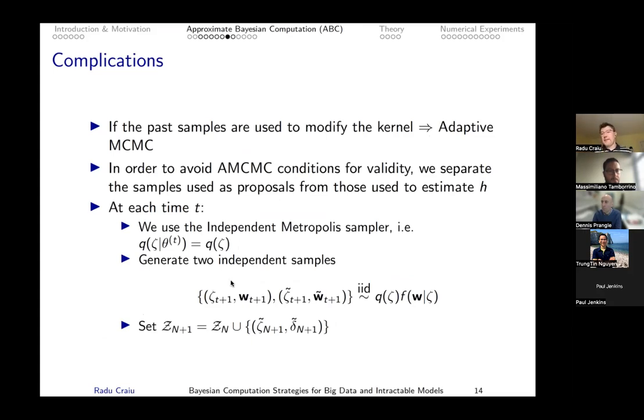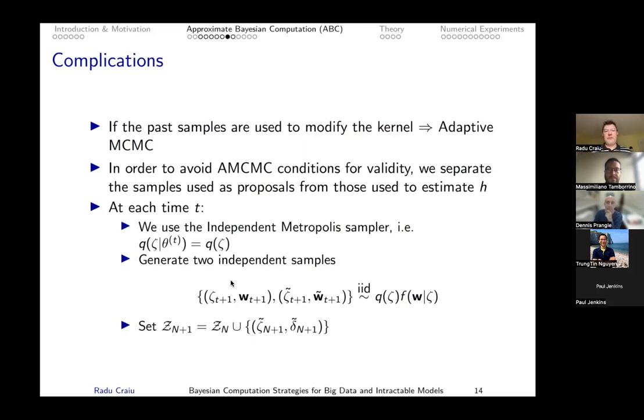Now I presented this algorithm in that form because it's simpler to present the idea, but there are some complications. If, for instance, the past samples are used to modify the kernel, which would happen if all the proposals, accepted or rejected, are in the history, then we're talking about an adaptive MCMC. And clearly with ABC, adaptive MCMC conditions are tricky to verify, especially containment. Now, we have other ways to bypass containment, for instance, adapting on a compact and leaving it the way it is outside a compact. But we said, okay, let's avoid the adaptive MCMC complications, which I think is a great future project for those who are interested.